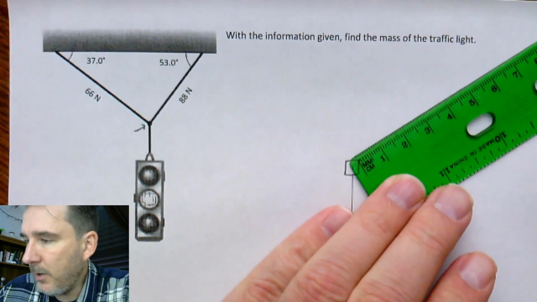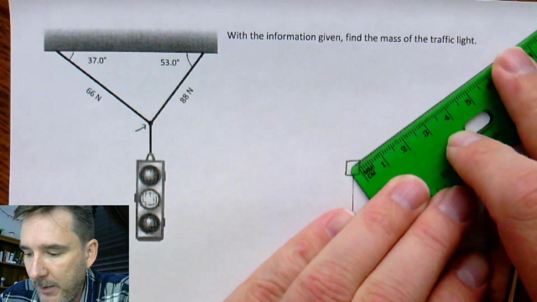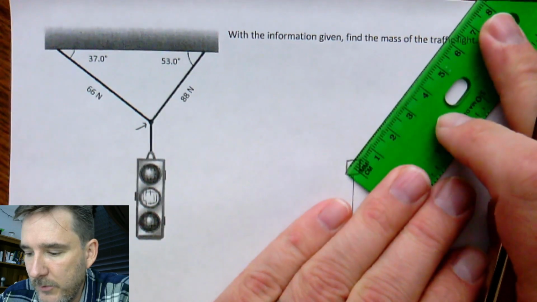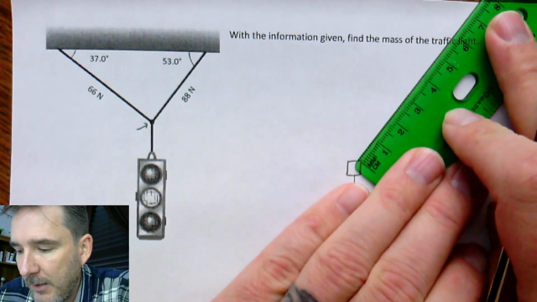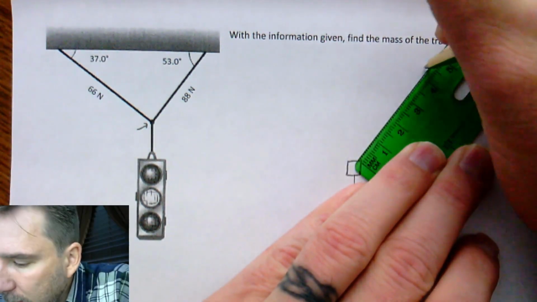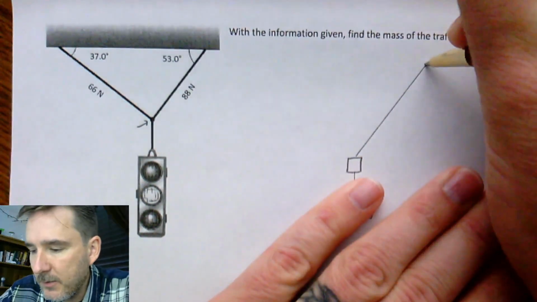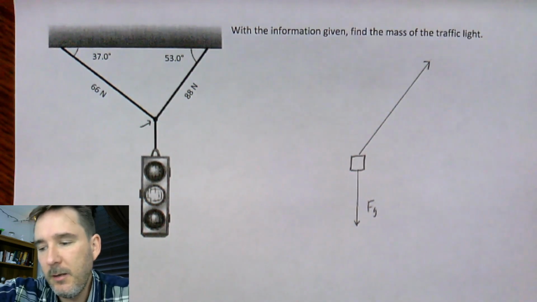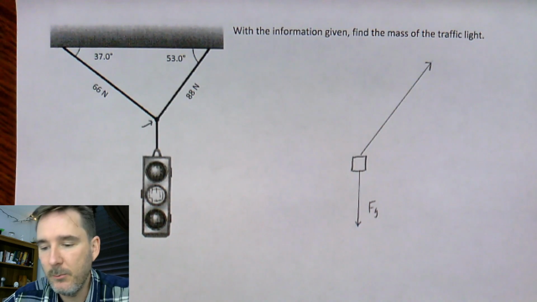And I'm going to forego the protractor right now, but a 53 degree angle would probably be fairly close to, let's just say, a little bit more than 45. If I was doing this absolutely correctly, I would absolutely be getting a protractor out right now, but I'm not. So we will just draw that to estimate. Well, at least we've got the magnitude drawn to scale. Okay, so that is our 88 newton force going up and to the right.